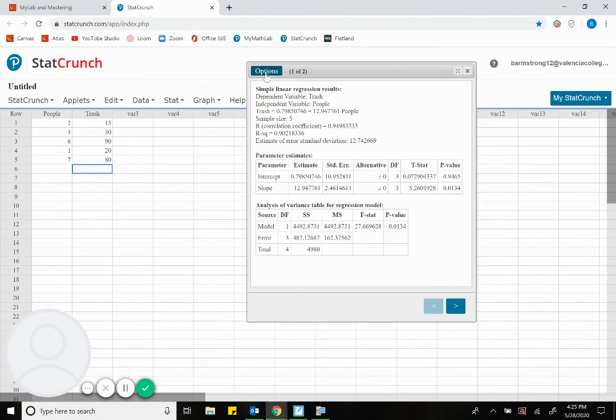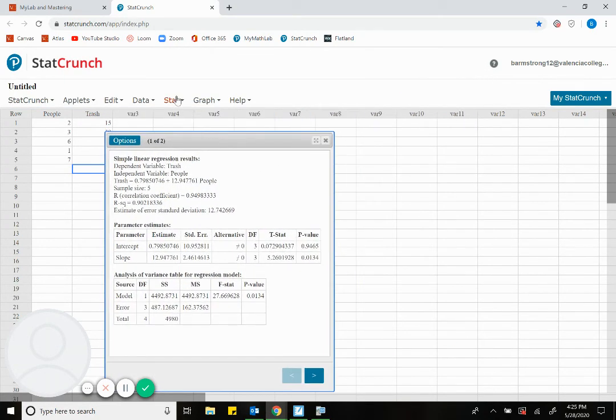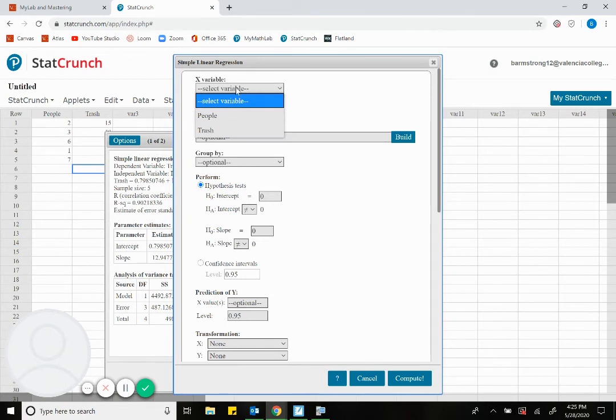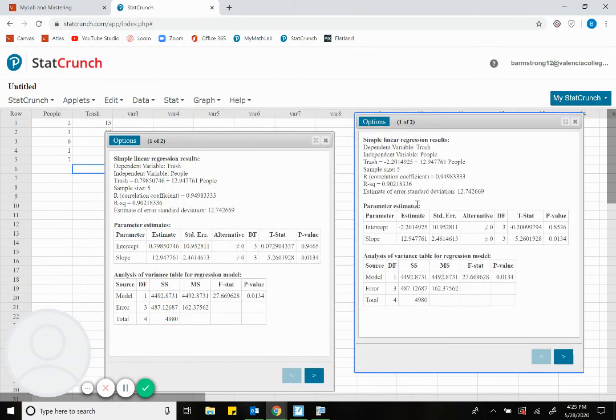Okay? So I'm going to hang on to this. And we're going to do stat. We're going to run regression, simple linear. And again, we're going to do the same thing, except this has the new trash. Check this out.